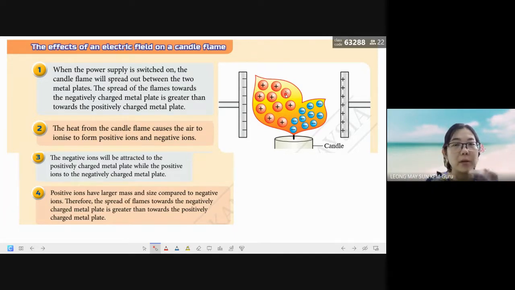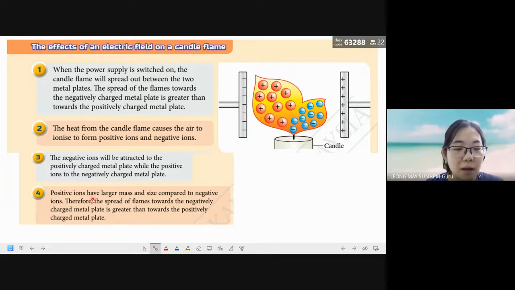Now, remember, flame is heat energy. When electrons receive heat energy, they can easily move out and overcome the attractive force of the nucleus. So when the flame is in an electric field between parallel plates, the heat from the candle flame causes the air to ionize to form positive ions and negative ions. It actually splits the protons and the electrons from its nucleus. So negative ions, mainly electrons, will be attracted to the positive charged plate, while the positive ions, or the nucleus part, will move towards the negative charged plate.